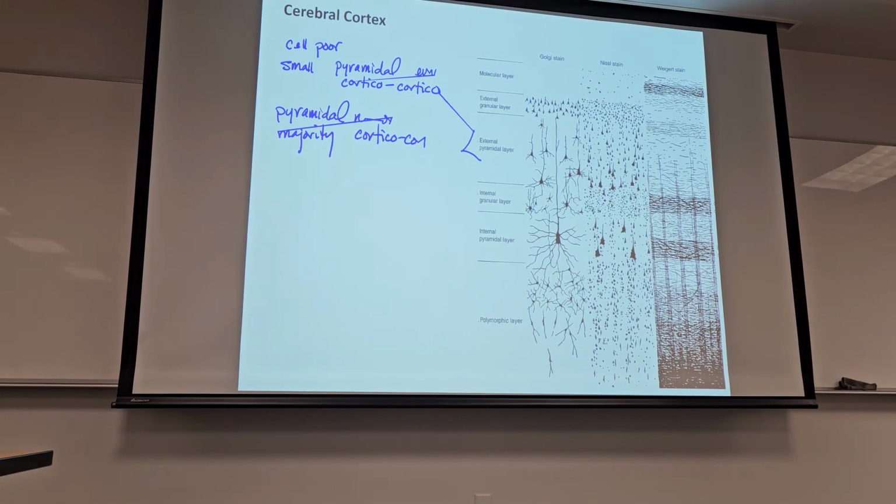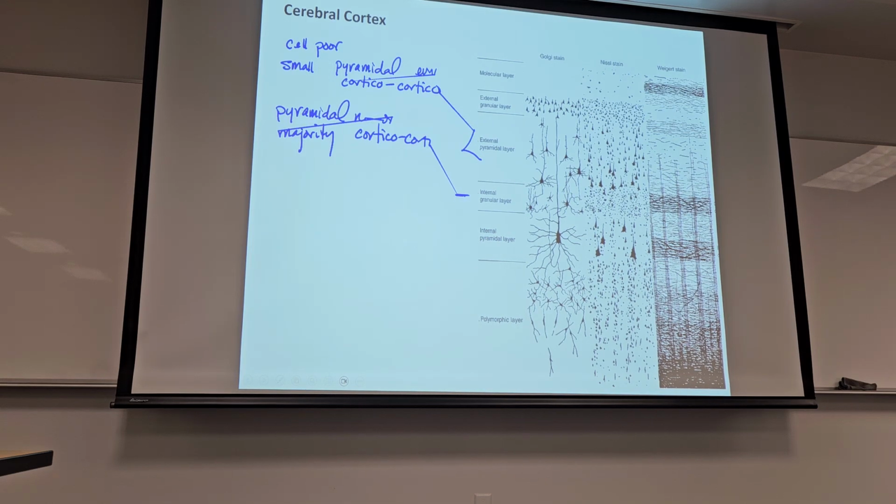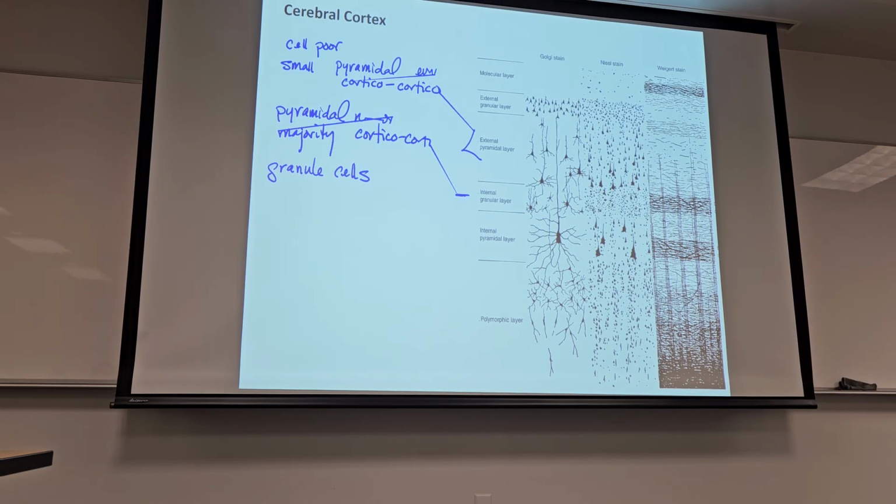Then we go into the internal granular layer. These are granule cells, and what's interesting about these cells is their main function is to receive inputs from the thalamus.